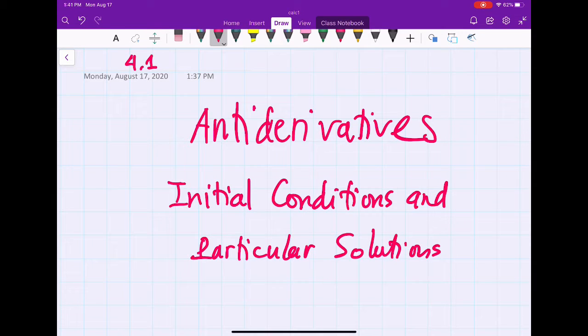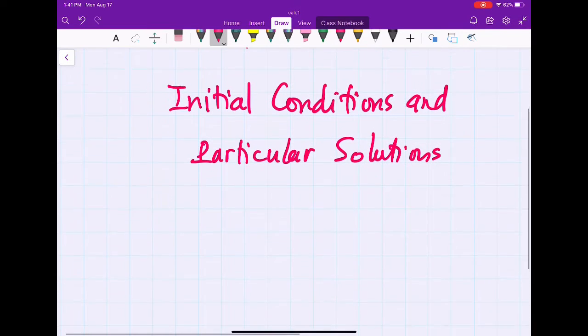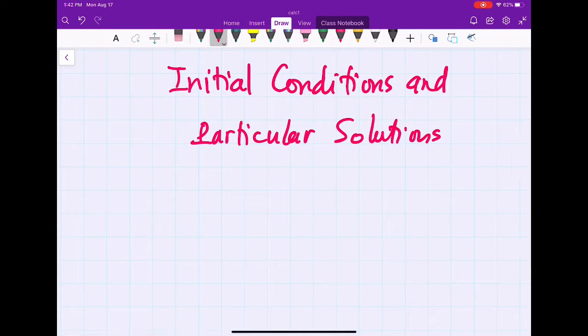Hello, in this video we continue our study on antiderivatives. We solve some differential equations with initial conditions. Okay, so we know integrating, or indefinite integrating, means anti-differentiating or solving differential equations.